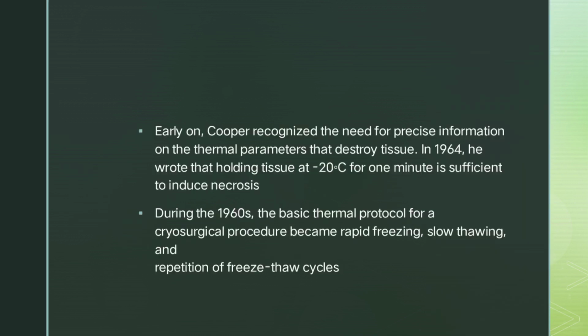Early on, Cooper recognized the need for precise information on the thermal parameters that destroy tissues. In 1964, he wrote that holding tissues at -20 degrees centigrade for 1 minute is sufficient to induce necrosis. During the 1960s, the basic thermal protocol for a cryosurgical procedure became rapid freezing, slow thawing, and a repetition of freeze-thaw cycles.